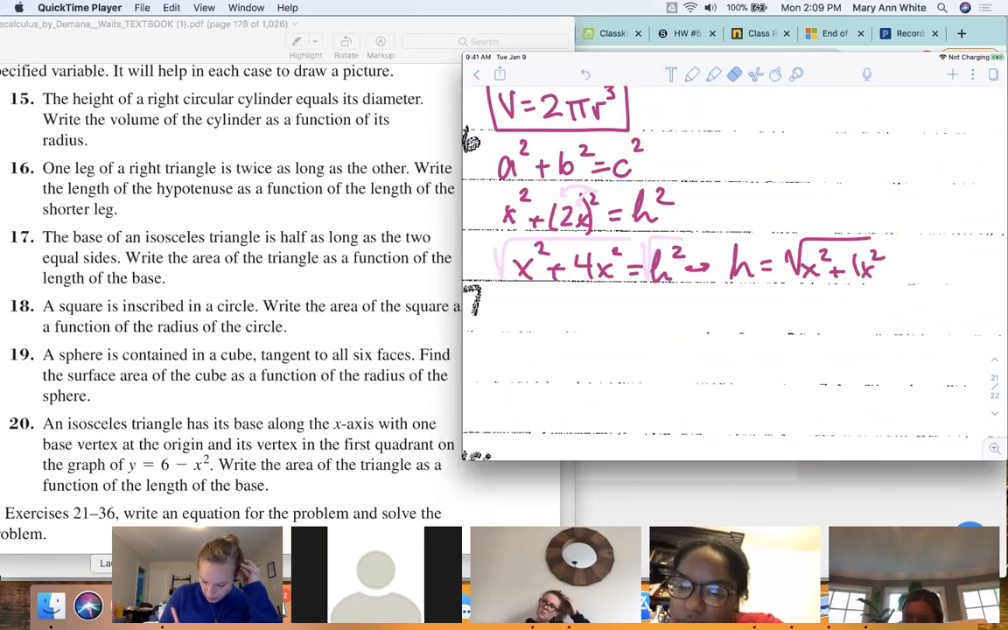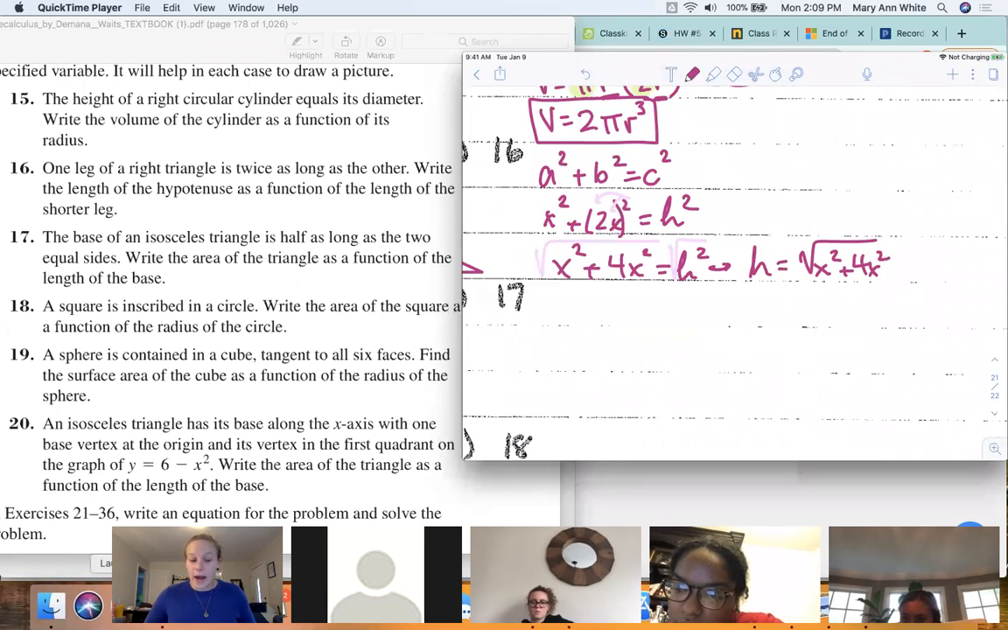Whoa, what happened here? Now, I know x squared is a perfect square, and so is 4, and so is the other x squared, but since they have a plus sign in between them, we cannot take them out of the radical. They all stay underneath it. So this is my final best answer.